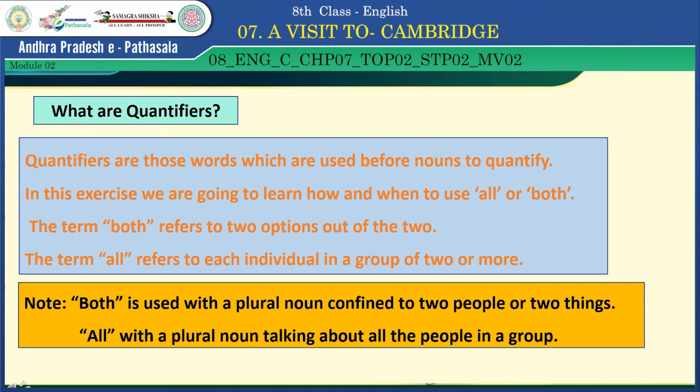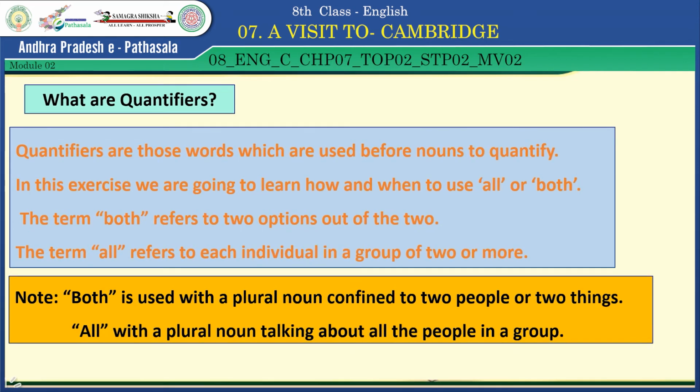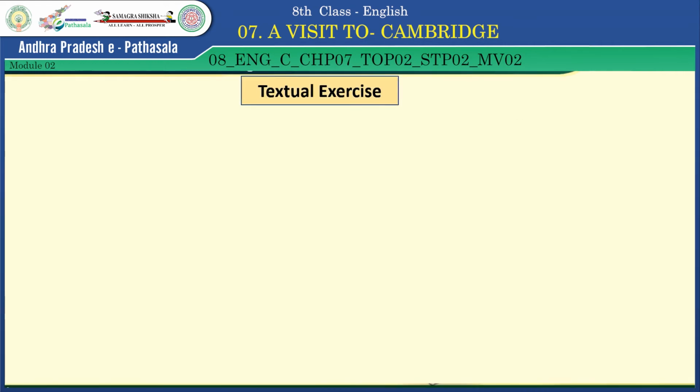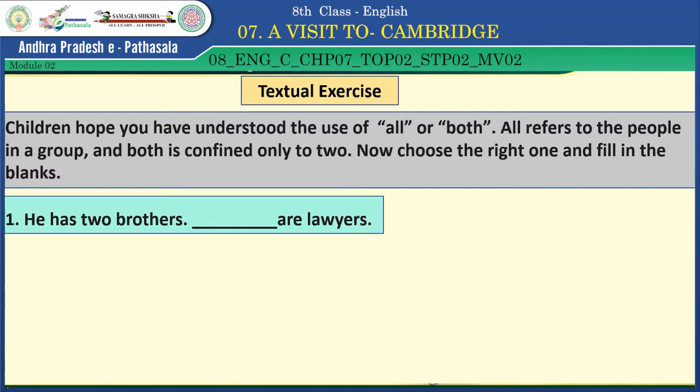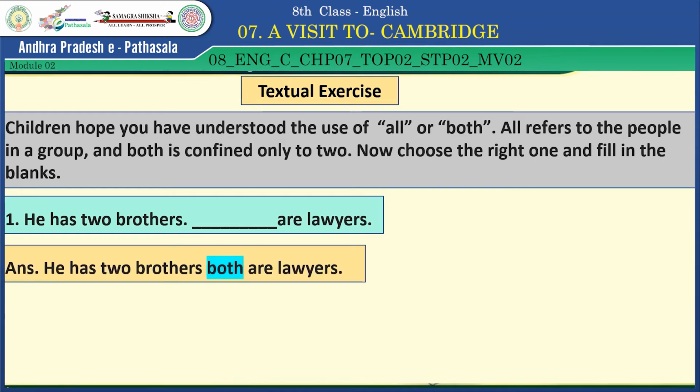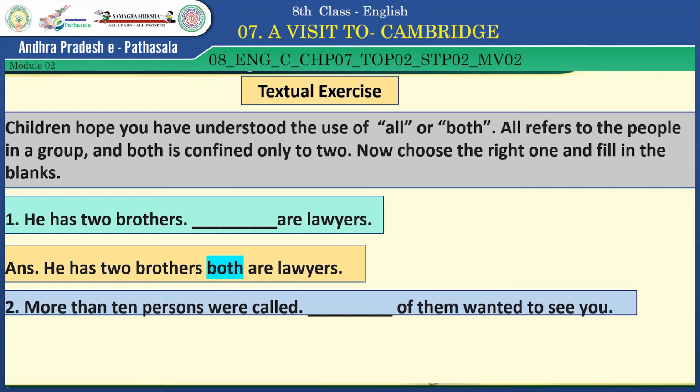Now children, let's see the textual exercise and the use of all or both in this context. Children, hope you have understood the use of all or both. All refers to the people in a group. Both is confined only to two. Now, choose the right one and fill in the blank. The first one: he has two brothers, blank are lawyers. He has two brothers, both are lawyers.